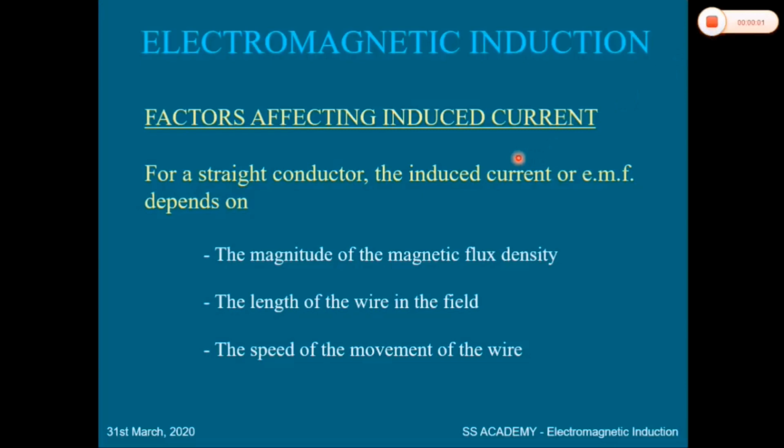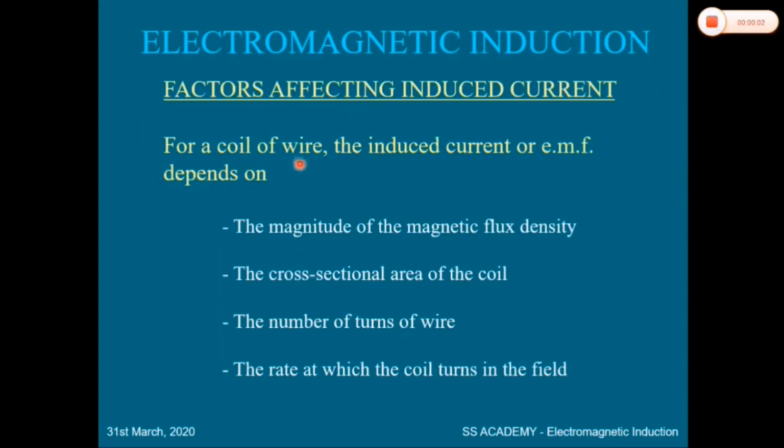Now we will study factors which affect induced current in the case of a straight conductor, and then in the case of the relative motion of the coil and the magnet. First of all, factors affecting induced current or EMF for a straight conductor. Number 1, the magnitude of the magnetic flux density, the length of the wire in the field, and the speed of the movement of the wire.